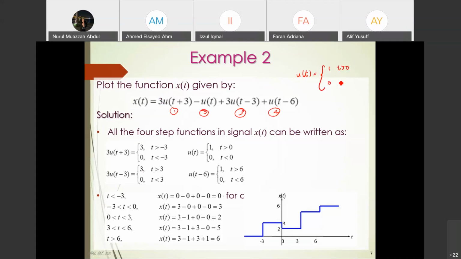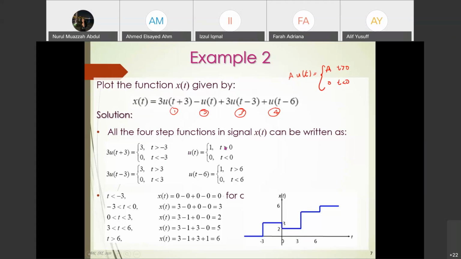Which is 1 when t is bigger than 0, and 0 when t is less than 0. You have to remember this original form of the unit step. So when there is any number before u t, let's say a before u t, the amplitude should be a as well. So this is what happened here. 3u t plus 3 is equal to 3 when t is bigger than negative 3. You just imagine the 3 going to the right side, so it is bigger than negative 3. And it is equal to 0 when t is less than negative 3. Okay, part 1 is settled.